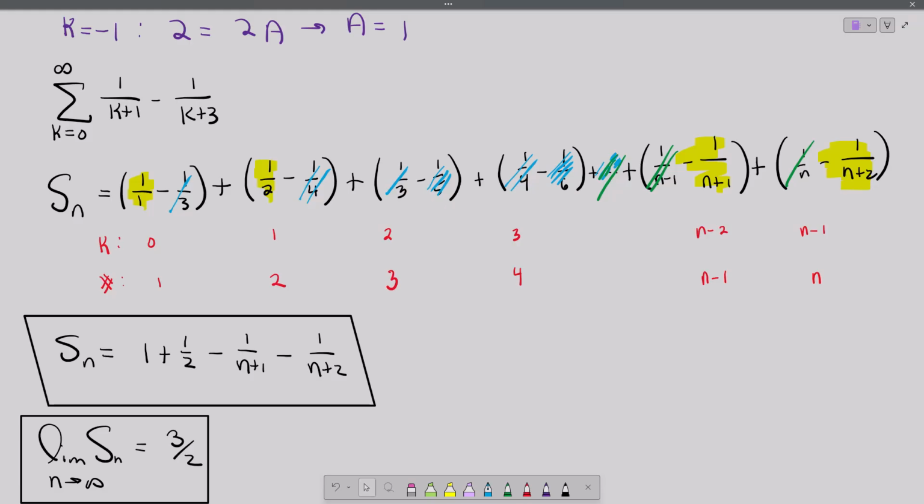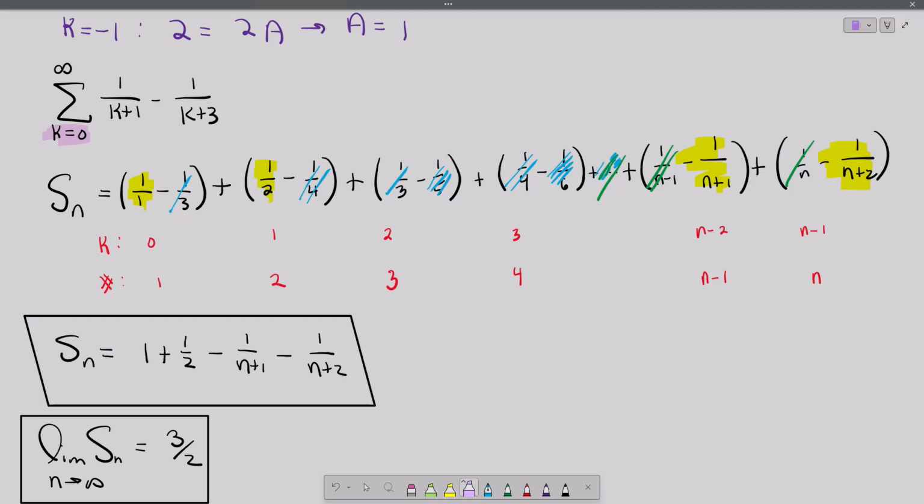Right before n is n minus 1. Right before n minus 1 is n minus 2. So if you put in an n minus 2, it would be here. And then the series is built by plugging in k's.